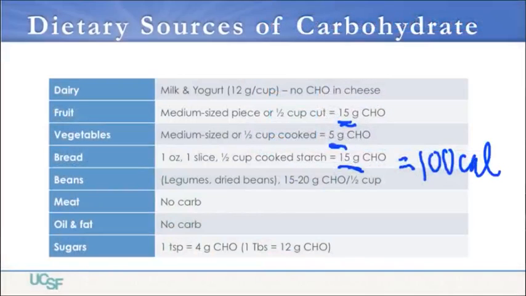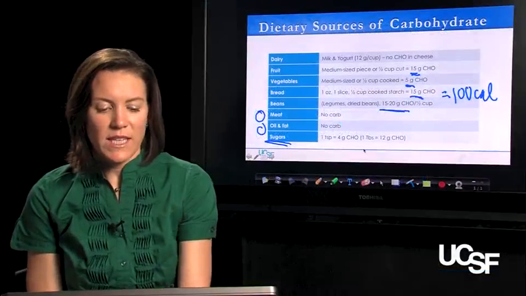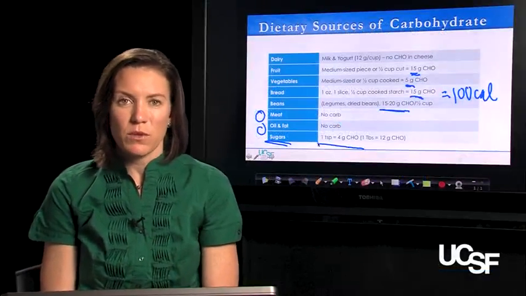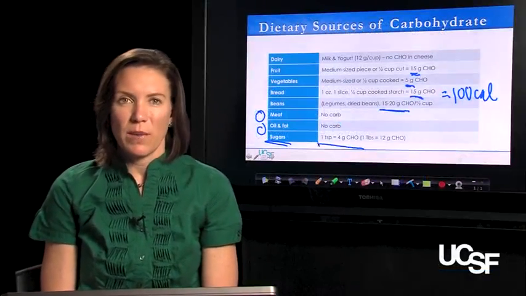Legumes, the dried peas and beans, they vary, but somewhere between 15 to 20 grams per half a cup serving of those. There's no carb in meat, there's no carb in oil and fats, but there's lots of carbohydrate in sugars and added sugars. And to put it roughly, a teaspoon of sugar, that's table sugar, sucrose, gives you 4 grams of carbohydrate.